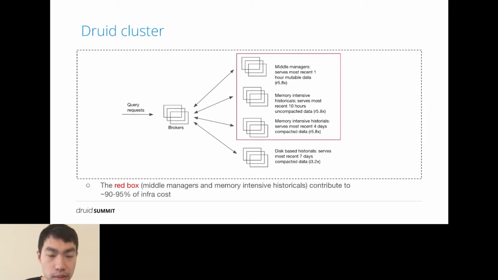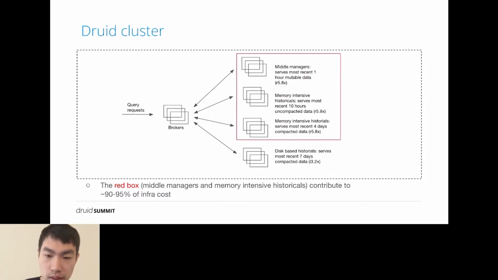In terms of the actual setup in the Druid cluster, we have brokers, middle managers, and historicals, which is typically a scatter-gather architecture. This is the typical setup for the real-time use cases, where we only care about the most recent 7 days of data. So we have a bunch of brokers, and then a bunch of middle managers at the top that serve the most recent 1 hour of mutable data. Typically, we use memory-intensive hosts for that to cache all the segments and provide enough RAM. After that, we also have memory-intensive historicals to serve the most recent 10 hours of data.